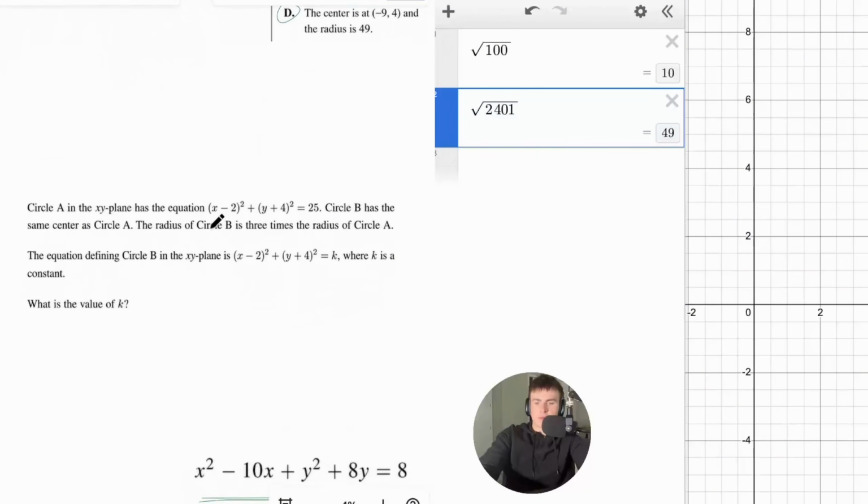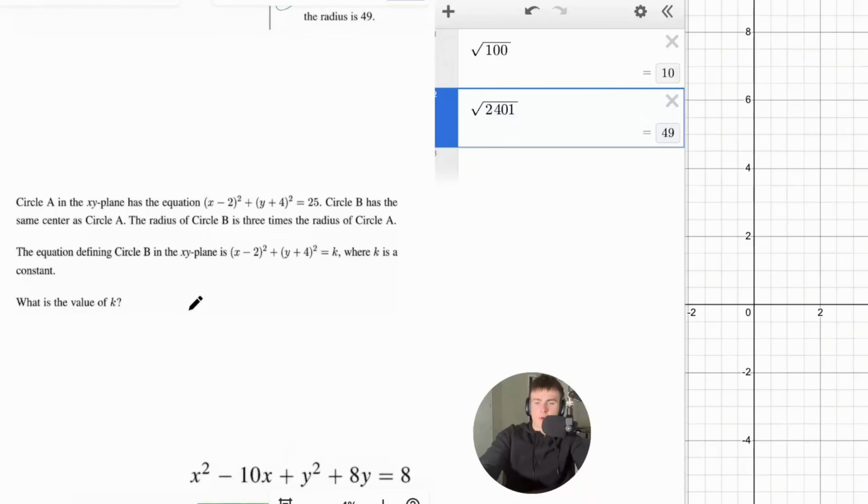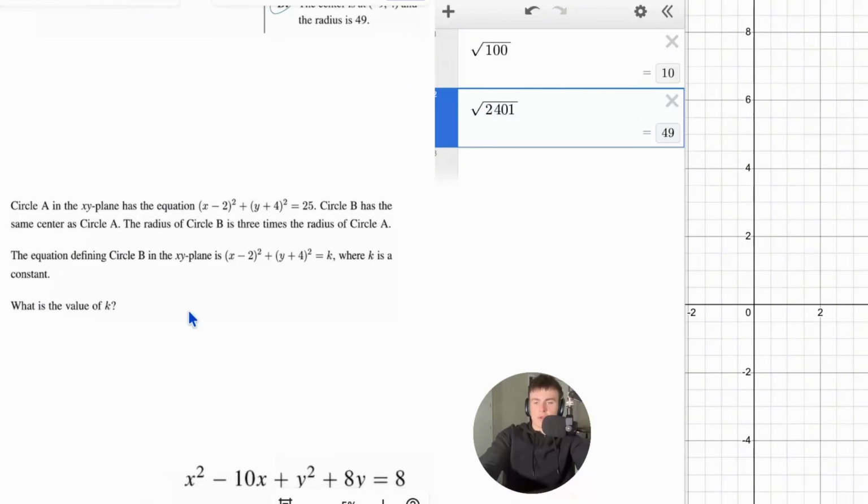Nice. Next one. This is pretty hard, actually. Circle A in the xy plane has this equation. Circle B has the same center as circle A. And the radius of circle B is 3 times the radius of circle A. The equation of circle B is this, where k is a constant. What's the value of k? So we have this standard form, and it says it has the same center as circle A. And the radius of B is 3 times the radius of A. What is the radius of A?